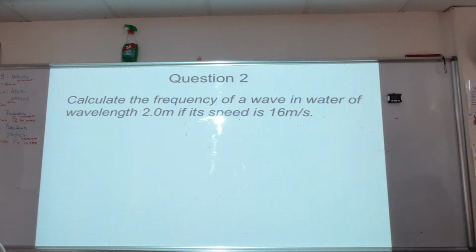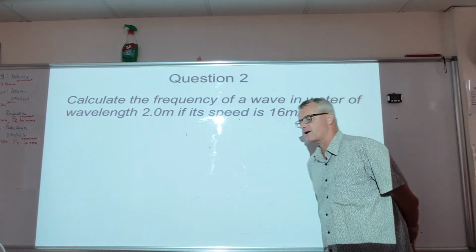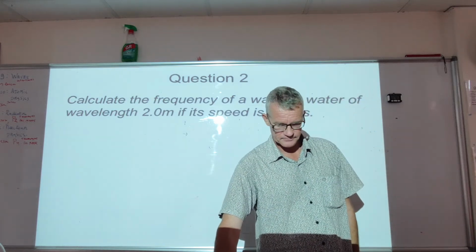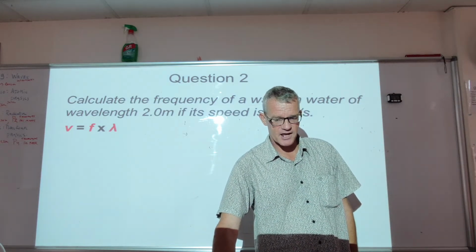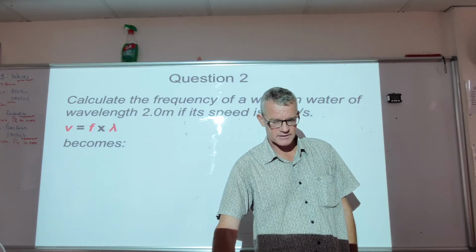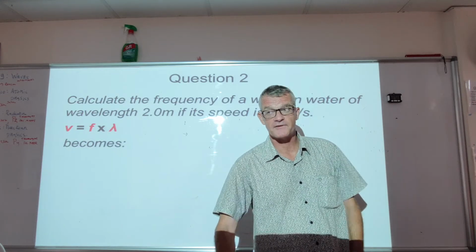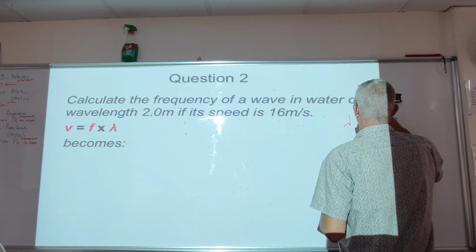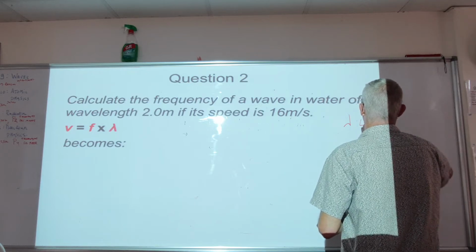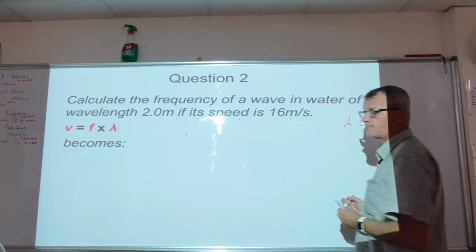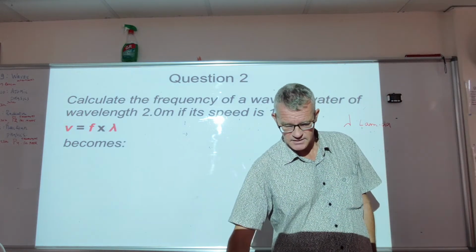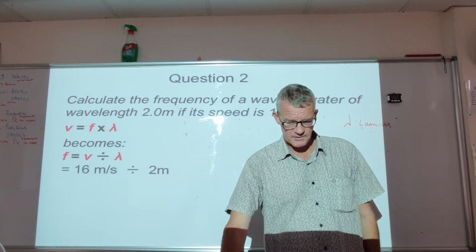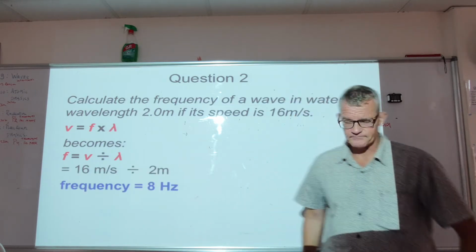Pause the video and try to find the frequency of a wave with a wavelength of 2 meters and a speed of 16 meters per second. V equals F times lambda becomes F equals V divided by lambda. Just to make you know, we write this like lambda, okay, how you pronounce it. F equals V over lambda, 16 divided by 2 is 8 hertz, okay?